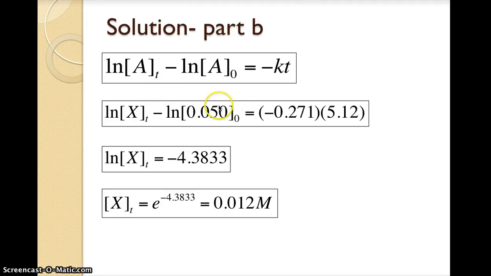Okay, well, like I was saying, here is our final answer, which is a concentration after a certain amount of time, and it's less than the concentration that we started with. So it does logically make sense that our concentration should be decreasing as the reaction proceeds after 5.12 seconds.